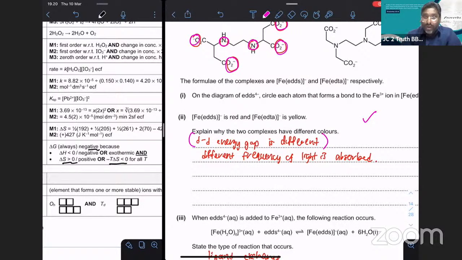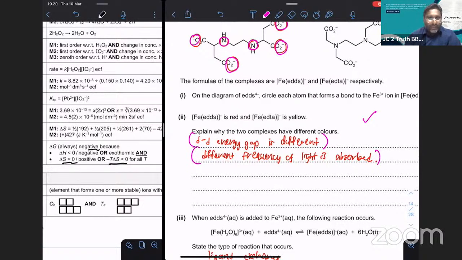You can explain more. Because there are different energy gaps because of the different ligands, different frequencies of light are absorbed and they are going to show a different complementary color. So please include this, please include it in a different way.